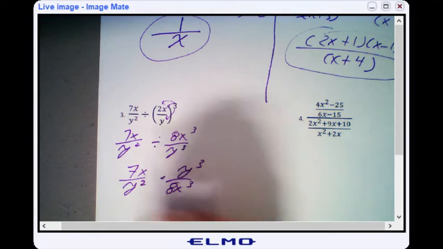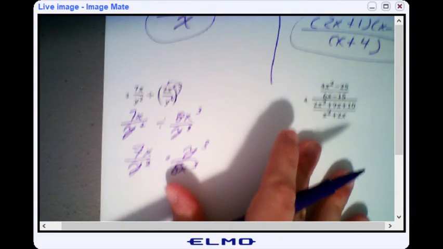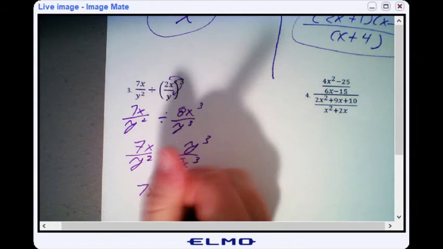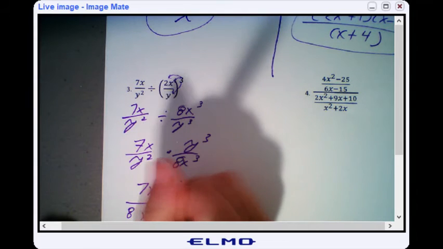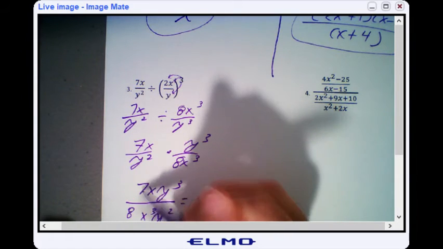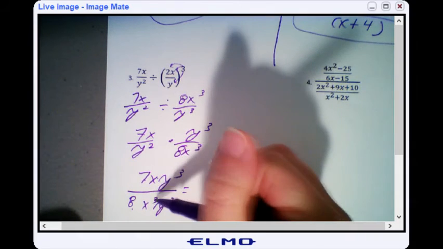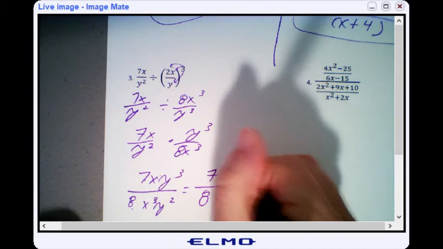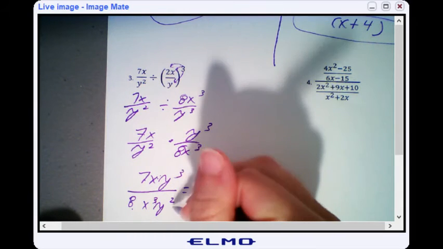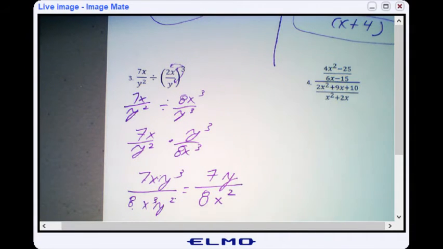And then because it's just a monomial times a monomial, I'm going to multiply straight across first and then see what I can simplify. So 7x y cubed, we'll get 8x cubed y squared. 7 divided by 8 does not simplify. With the x's, we subtract exponents. 3 minus 1 is 2. It goes wherever the bigger exponent is. With the y's, again, we subtract exponents. 3 minus 2 is 1. And it goes wherever the y is. So 7y divided by 8x squared.